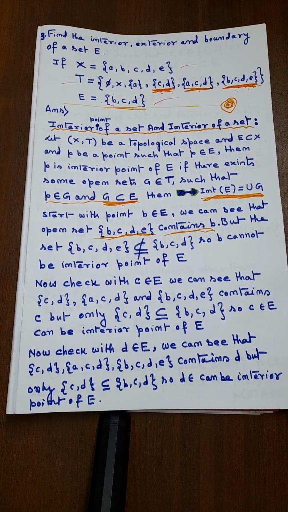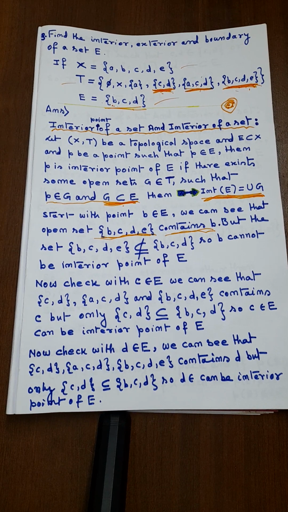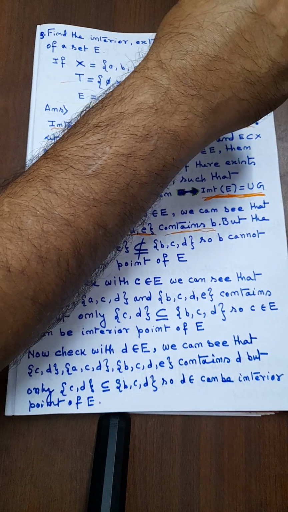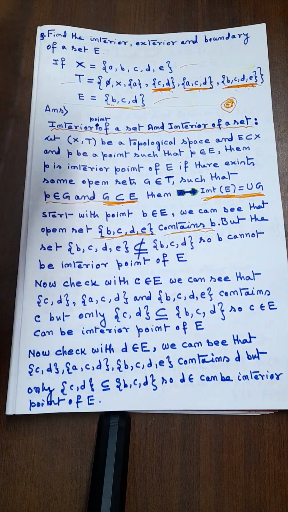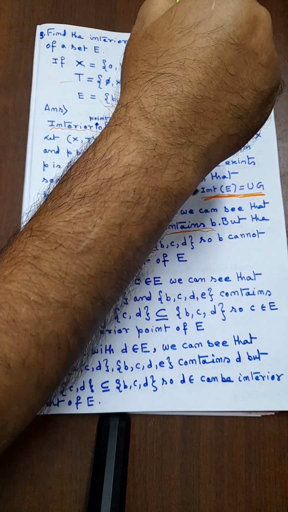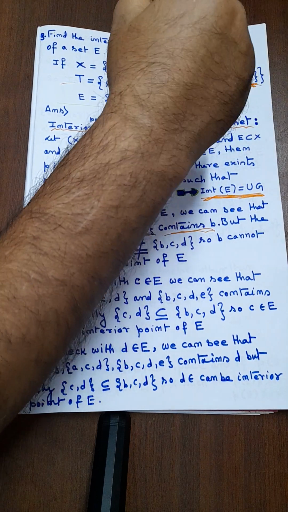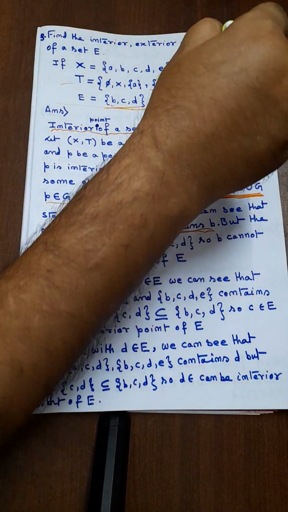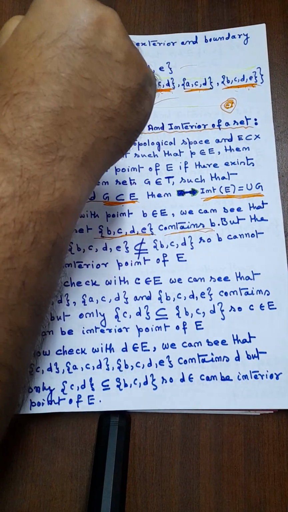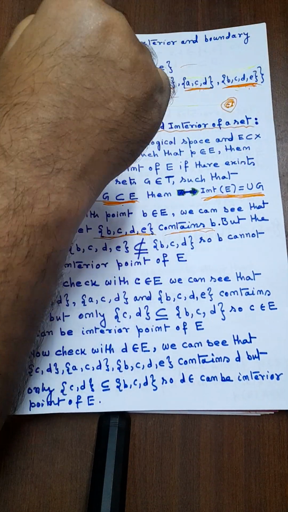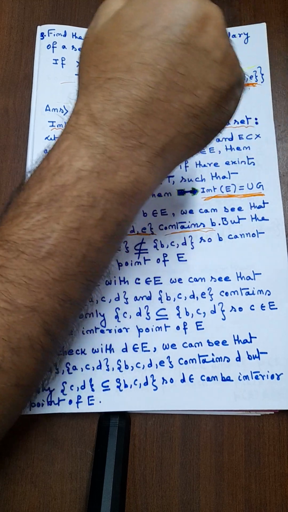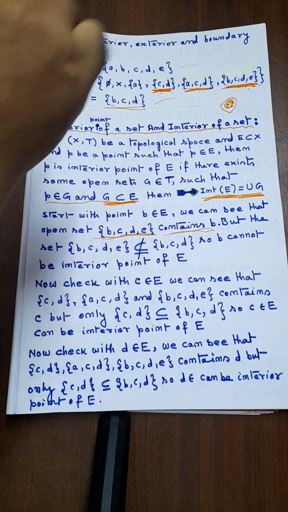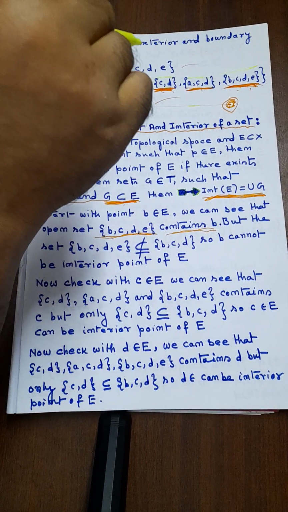Similarly, if we check for D, what will we see? For D, if we check BCDE, this set contains D, this contains D, and this contains D. All of these three sets contain D, but this set and this set are not subsets of E, so we can ignore them. Now let us check this set. Yes, this set contains D, and it is also a subset of E.